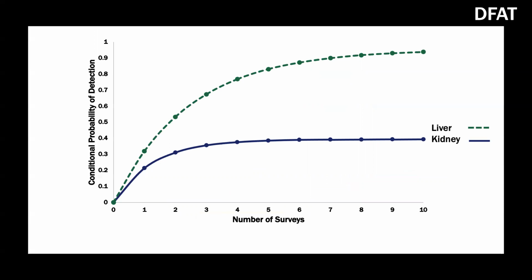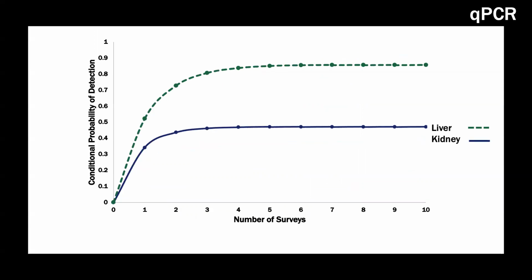So when we look at these conditional probabilities, the probability on the y-axis and the number of surveys completed on the x-axis, we can see clearly that with DFAT detecting a liver infected with RSL, we have much greater probability of detection than with the kidney tissues. And we see this again for qPCR, where detection of RSL in liver tissue is much greater than kidney tissue.